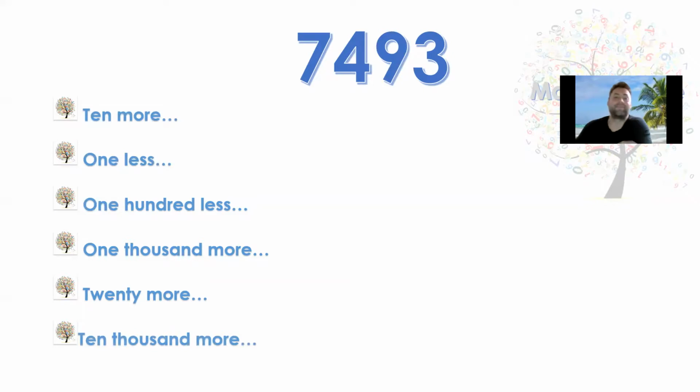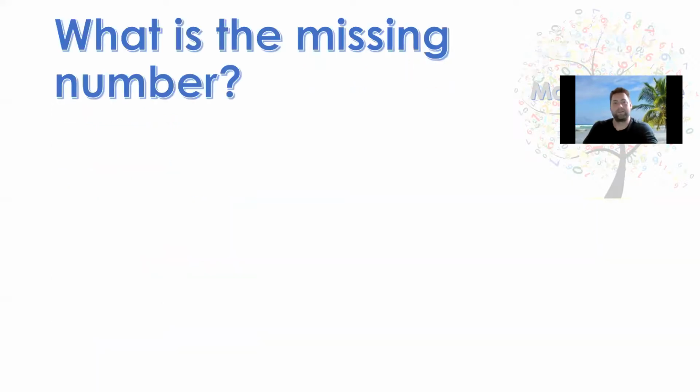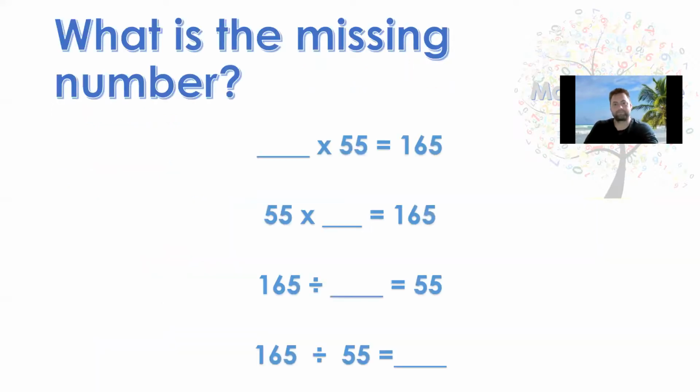10,000 more. We added 10,000 to this. So it'd be 17,493. What's the missing number? The number has to be the same for all. Pause the video because the answer is coming. It's 3. Yep, 3.